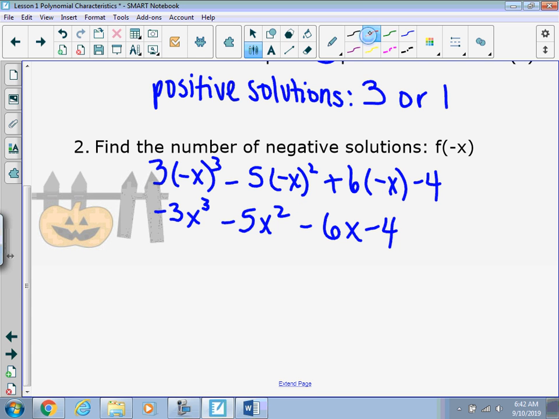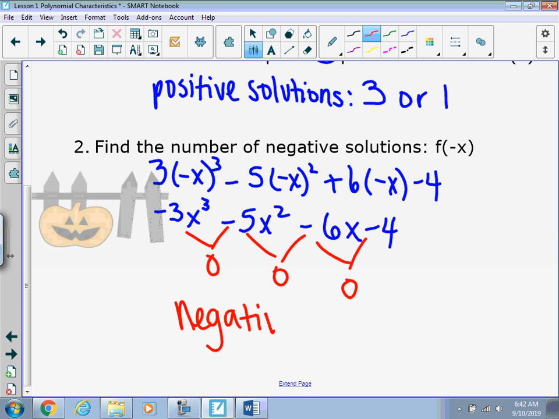So if we look here for sign changes, we go from negative to negative, so that's none. We go from negative to negative, that's also none. And then we go from negative to negative, so there are no negative solutions. Right? There are no negative solutions. So anytime we take a negative number and we raise it to an odd power, it's going to remain negative. Even powers always make things positive, so please keep that in mind.